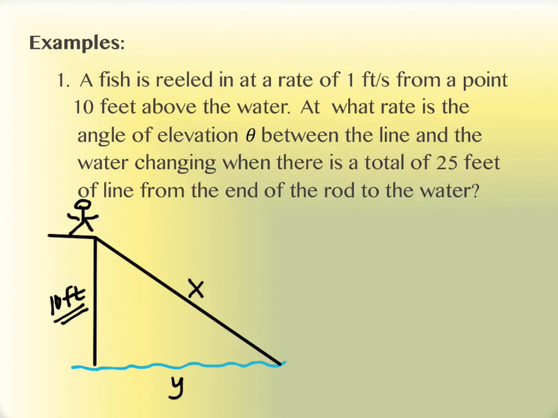Now let's go back up and take a look at what variables we care about. It tells us that the fish is being reeled in at a rate of 1 foot per second. So what is changing by 1 foot per second? Is it this length x, or is it the length y?